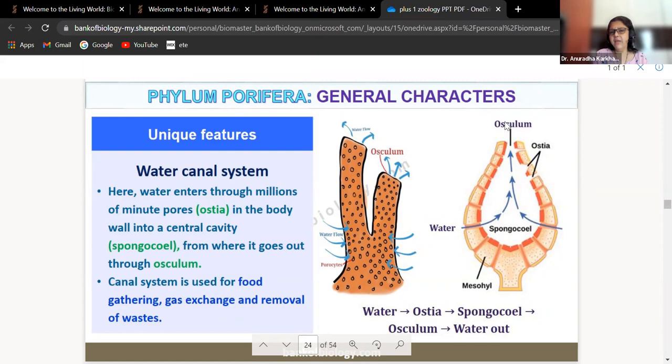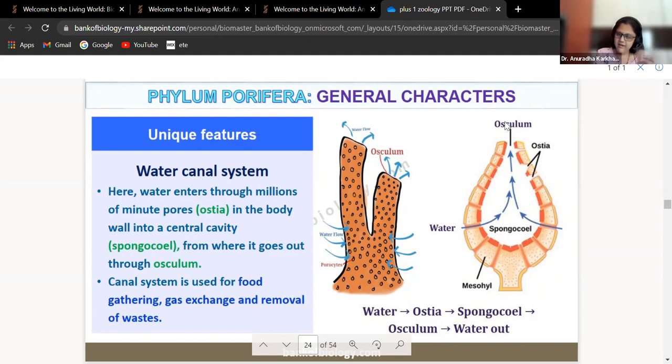But why is this canal system there? See, the canal system is used for food gathering, gaseous exchange and removal of waste. Whatever water enters the spongocoel will have a lot of food with it, so that water will be laden with food. They get a source of food over there. And whatever waste is made inside the spongocoel after digestion of the food will be thrown out via the osculum. So the water canal system is helping in nourishment, gaseous exchange, as well as excretion.